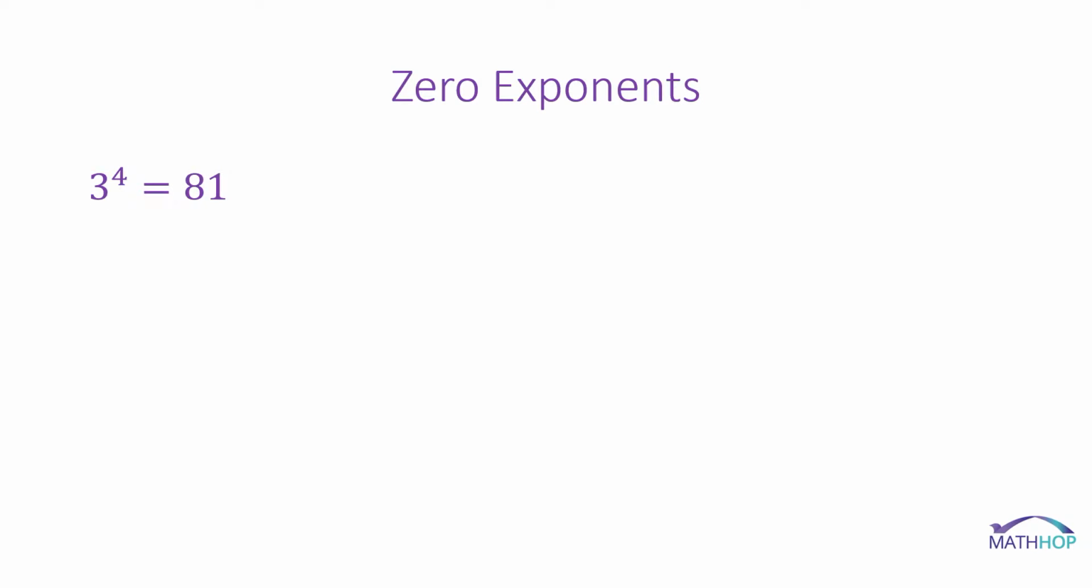Let's start with 3 to the 4th. 3 to the 4th is simply 4 factors of 3. Multiplied out, you get 81. 3 cubed is 27. 3 squared is 9. 3 to the 1st is 3. So what's happening here is we're keeping a base of 3, but we're lowering the exponent by 1 each time.